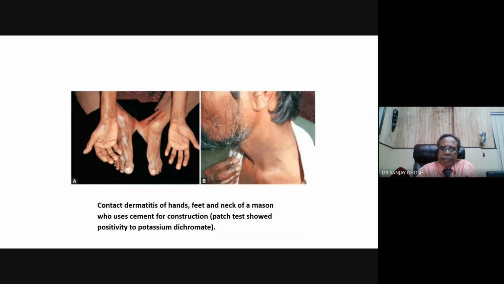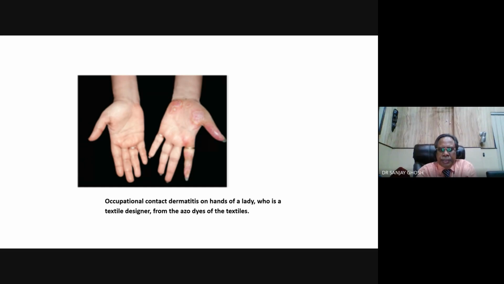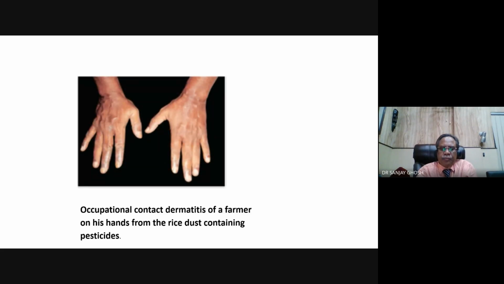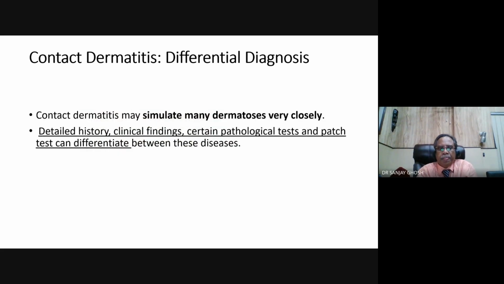Now this is a case of a mason who is using cement, having generalized allergy from positivity to potassium dichromate. This lady is a textile designer using azo dye on the textile, getting this reaction. And here a farmer using rice dust containing pesticides, a very common occupational irritant or allergen.